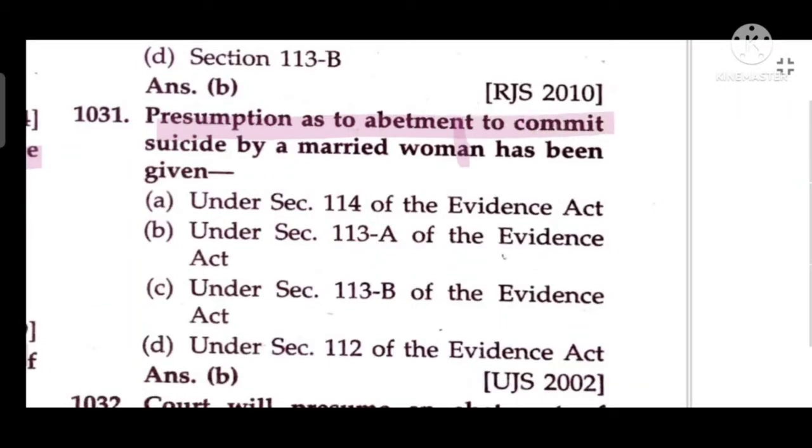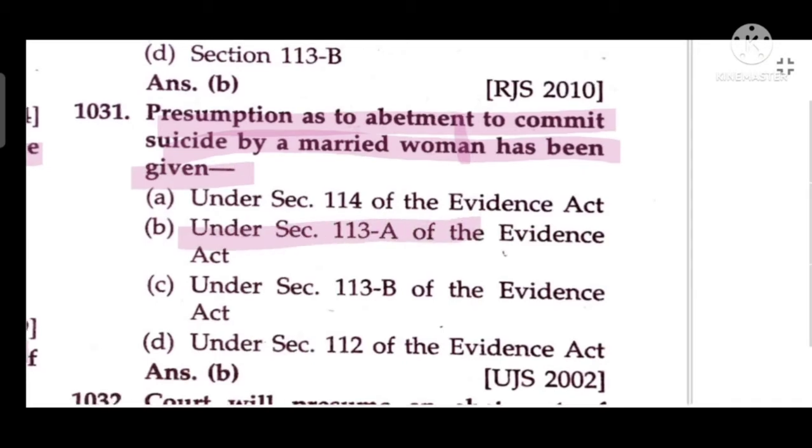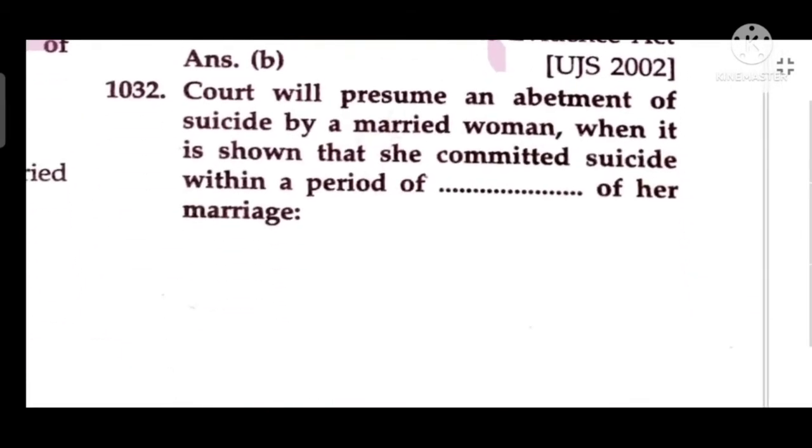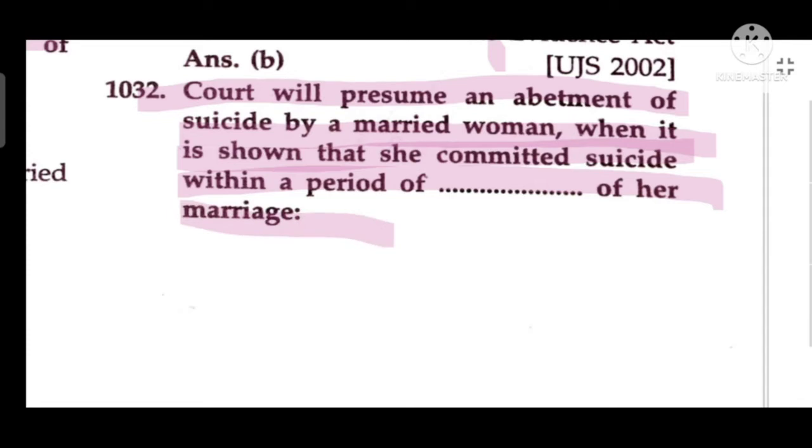The presumption as to abetment to commit suicide by a married woman has been given under Section 113A. The court will presume abetment of suicide by a married woman when it is shown that she committed suicide within the period of 7 years of her marriage.